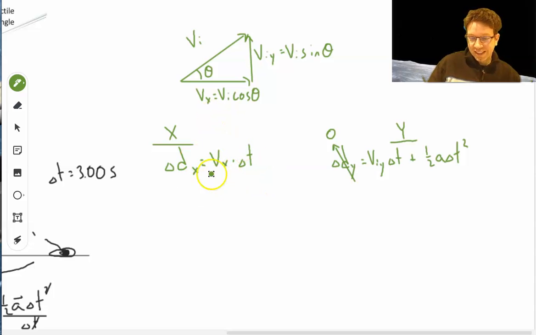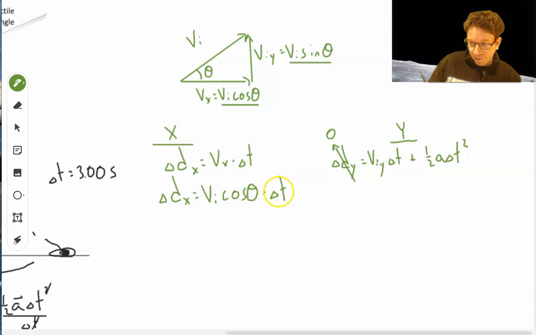Now what I can do in each equation is substitute these expressions up here that I have for our x and y components of initial velocity. And this will give me that the displacement in x is vi cos theta times time. And over here I have 0 equal to vi sine theta. So I'm just replacing viy with vi sine theta times time plus 1/2 a times time squared.